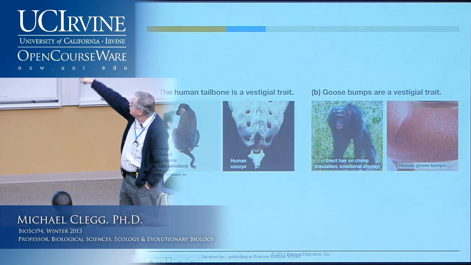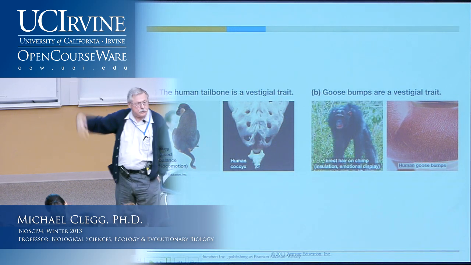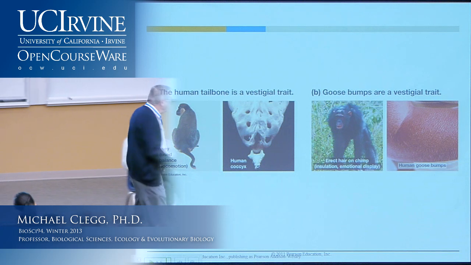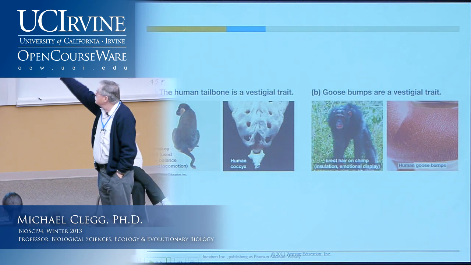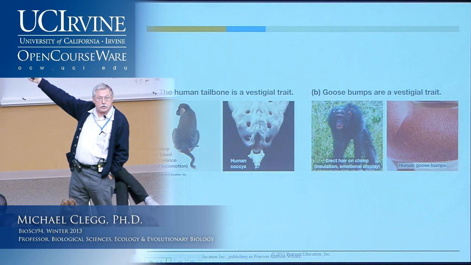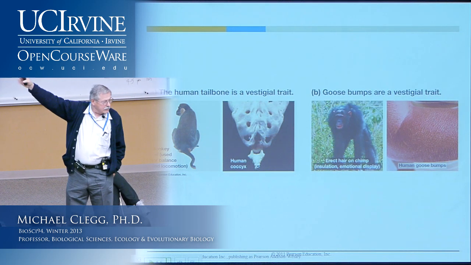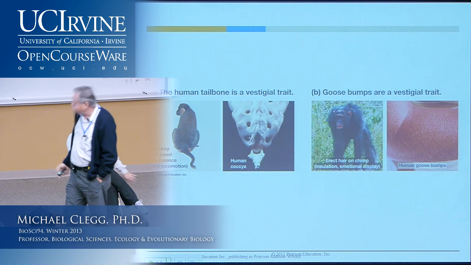So here's our relative, the monkey, with a long tail used for grasping. And here's the human coccyx, which is all that's left. It's the vestigial trait derived from, originally, the primate tail.